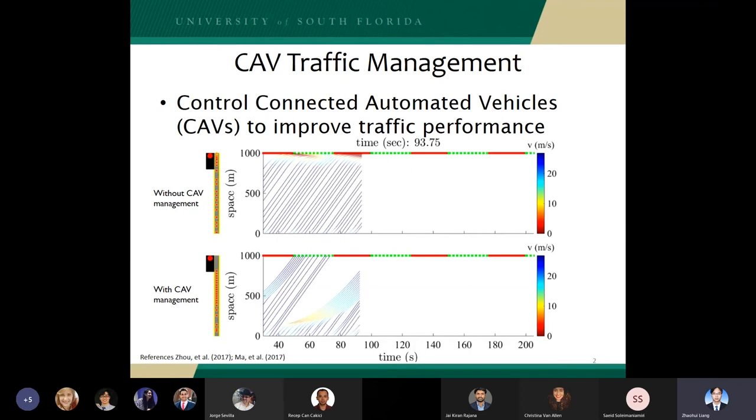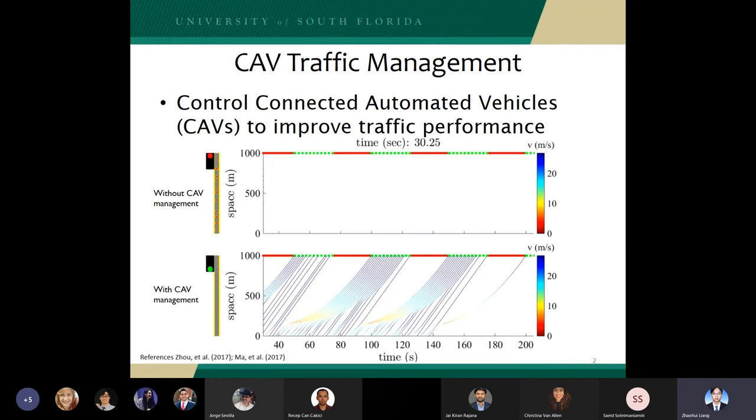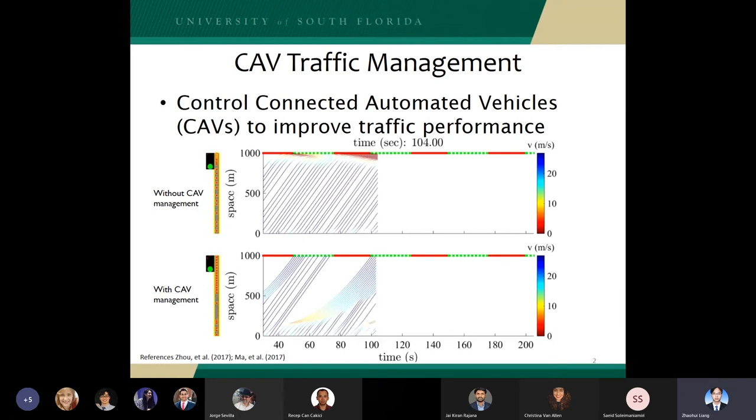With the development of emerging connected automated vehicle, CAV, technologies, it is possible to improve traffic performance. As you can see from these videos, when vehicles approach a signalized intersection, they have to stop at the red lights without CAV management. With CAV management, for example trajectory optimization and eco-driving, these vehicles will yield smoother trajectories without full stops.